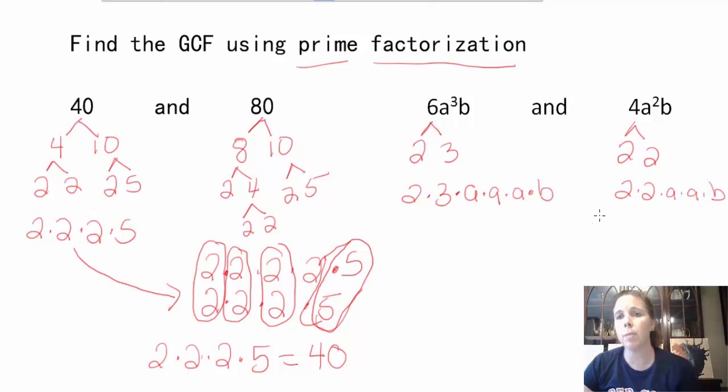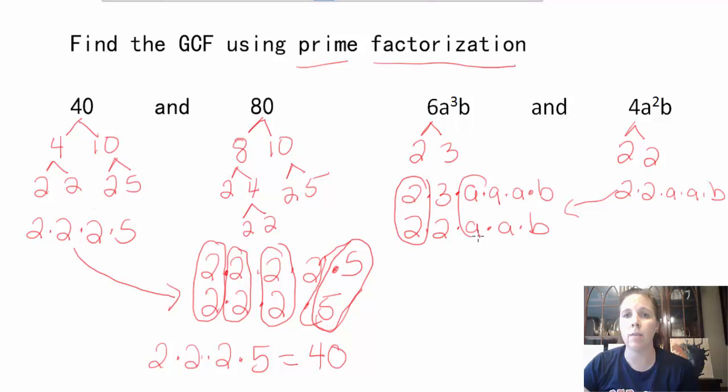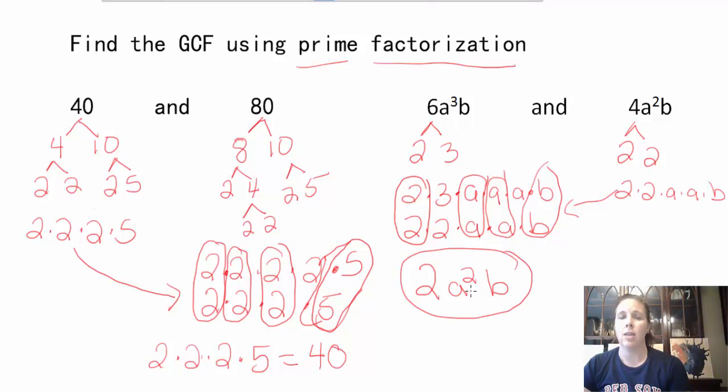Okay, so we're going to put them under each other. Doesn't matter which one goes where. I'm going to go over here because I have more room. So 2 times 2 times A times A times B. That's just because I took the A squared and made it A times A. And you circle the pairs. So we have that pair, we have 2 A pairs, and we have 1 B pair. So what do we have? We have 2, we have 2 sets of A's, so that's going to be A squared, and we have 1 set of B. So that would be your GCF.